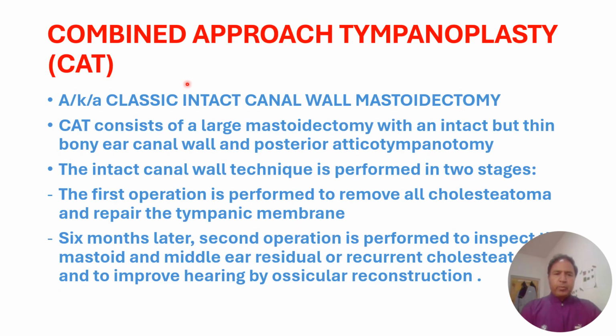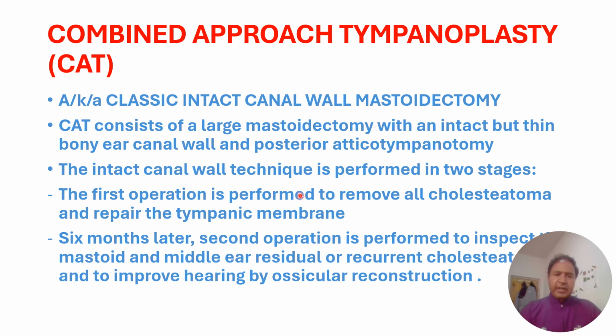Combined approach tympanoplasty, CAT, also called classical intact canal wall mastoidectomy. So here the canal wall is intact. CAT consists of a large mastoidectomy with an intact but thin bony ear canal wall and posterior atticotympanotomy.